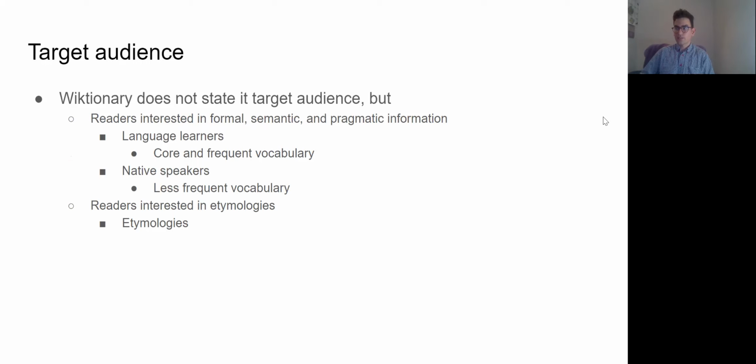In order to assess the advantages and disadvantages of these approaches, we must try to define the intended audience. Who is Wiktionary for? Wiktionary itself refuses to answer this question, simply claiming it's for all. Therefore, I have attempted to outline 3 main groups of users. Language learners, who are interested in core and frequent vocabulary, native speakers of a given language who look up, so to speak, difficult words and less frequent vocabulary, and readers interested in word etymologies.